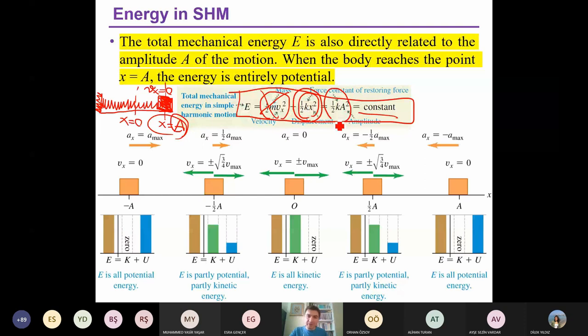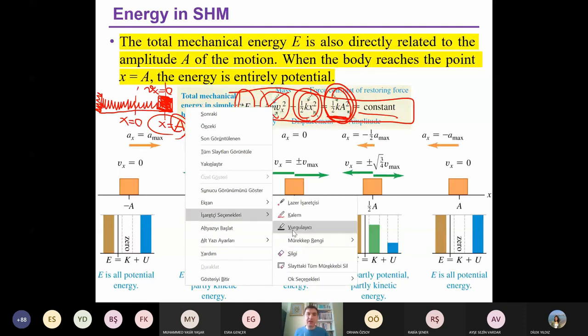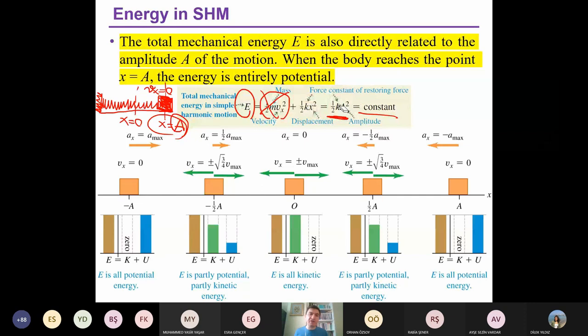If x is maximum, if amplitude is maximum, in this case, total mechanical energy is only given with the elastic potential energy stored in the spring, okay? And it is constant. So this value here, 1/2 k a square, is the maximum value of the total mechanical energy in simple harmonic motion. Now let me discuss the change in the total mechanical energy as a function of time, as a function of the position, okay?